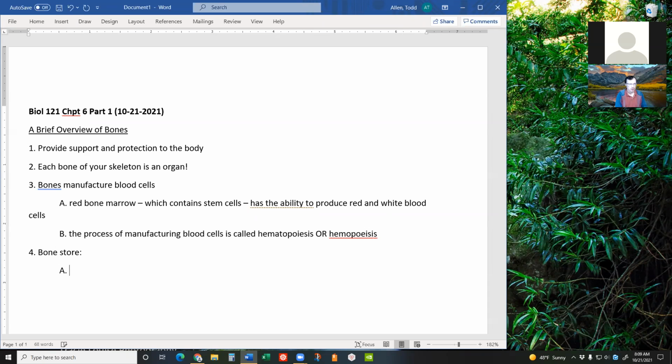Okay, bones store minerals. And when I'm thinking about minerals at this time, I'm thinking of two minerals that are super mega important for our physiology of our bodies to work correctly. I'm talking about calcium and phosphorus. We'll have much more to say about that in the future, but remember, calcium is super important for muscle contraction, super important for nervous system function.